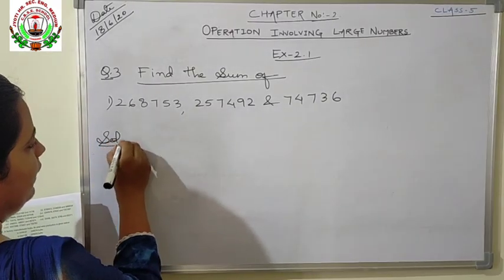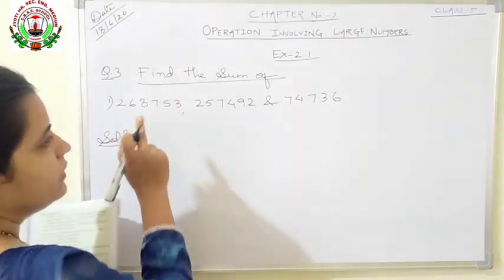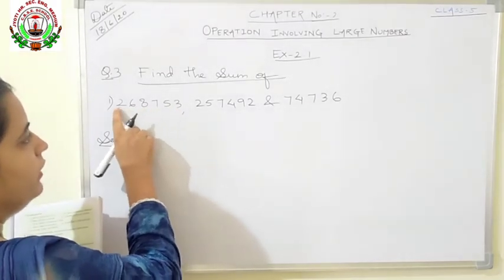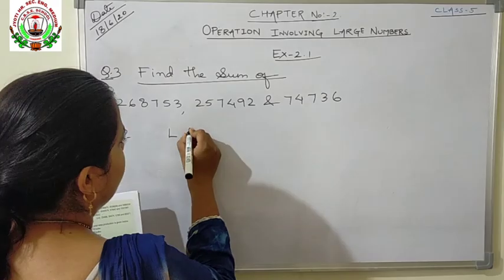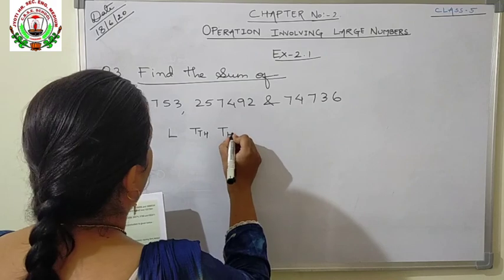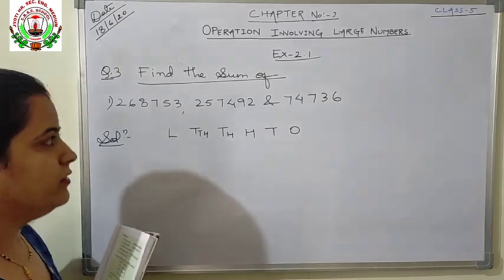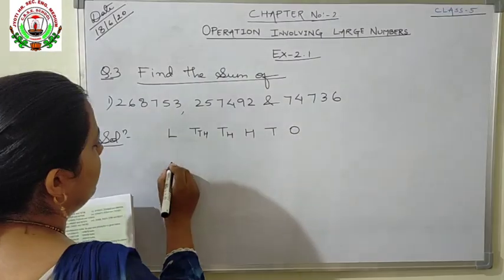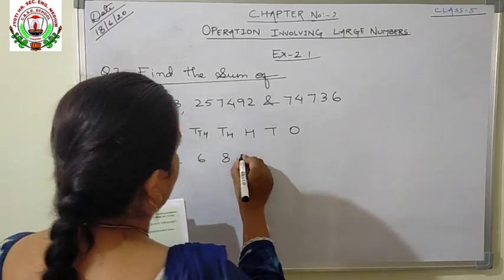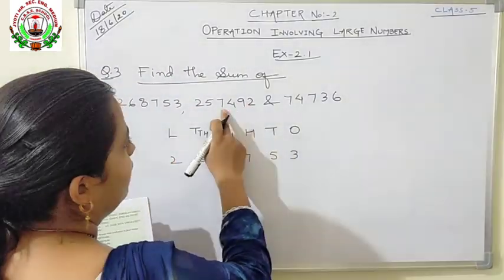Okay, we will write the solution in the copy. Always remember, first you count the digits and first you write the place values of the number. Ones, tens, hundreds, thousands, ten thousands, lakh. So here we will write lakh, then TTH represents ten thousands, thousands, hundreds, tens, and then ones. So we will start writing the numbers. First is 2,68,753.